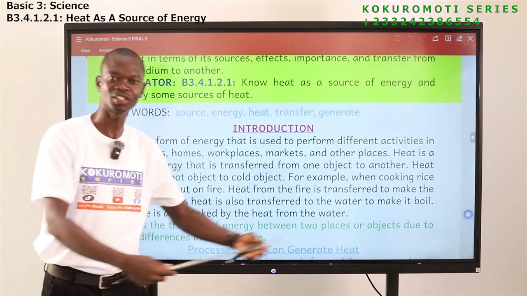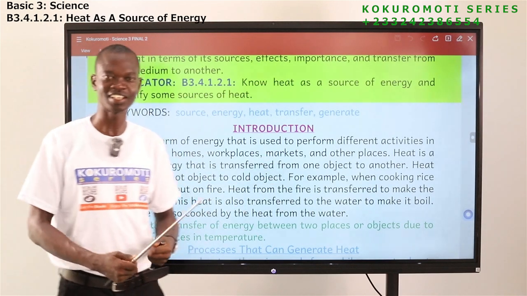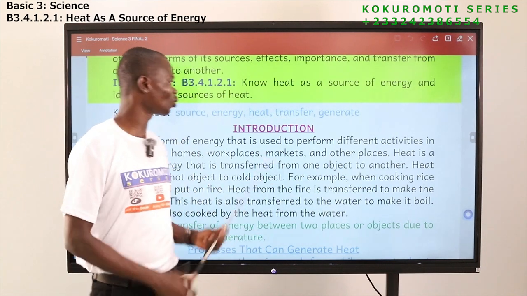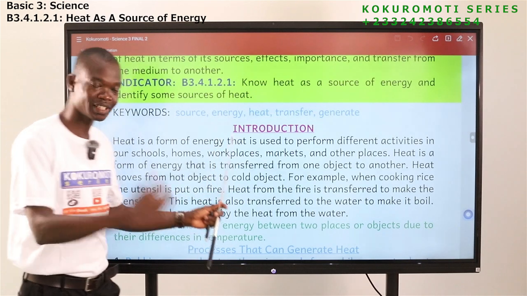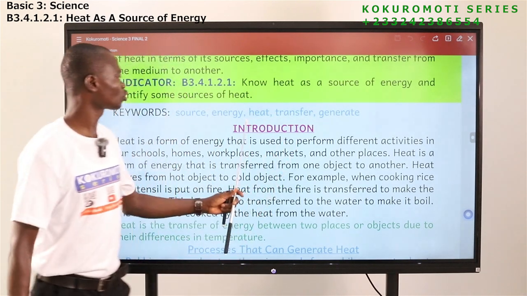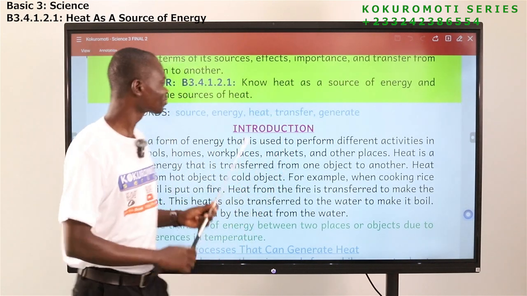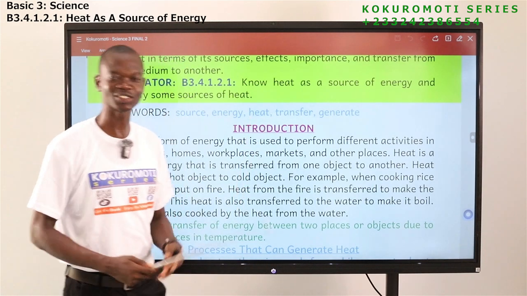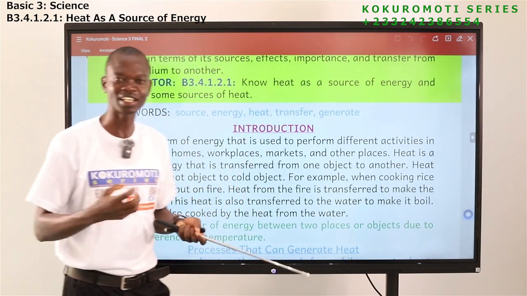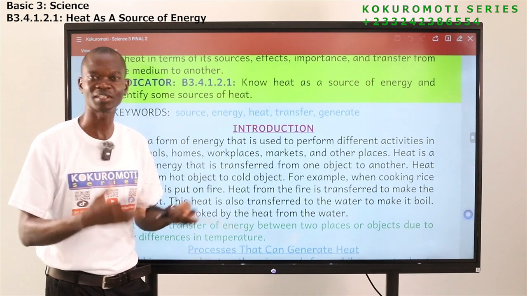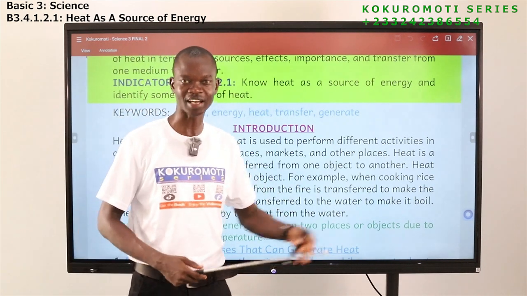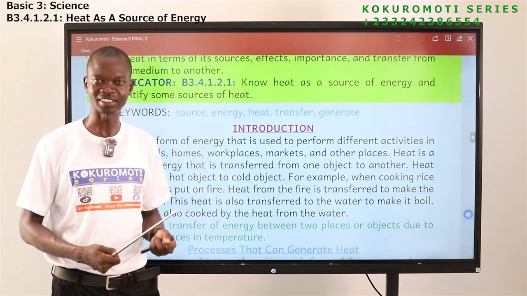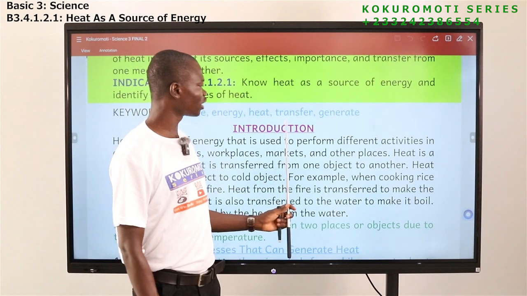Like the way I'm teaching. I've eaten, so I have energy. Because of that, I am working. So energy is the ability to do work. The next one is heat. Heat is also something that we get from hot objects or hot substances. So if you go closer to fire, you feel heat. You get it?